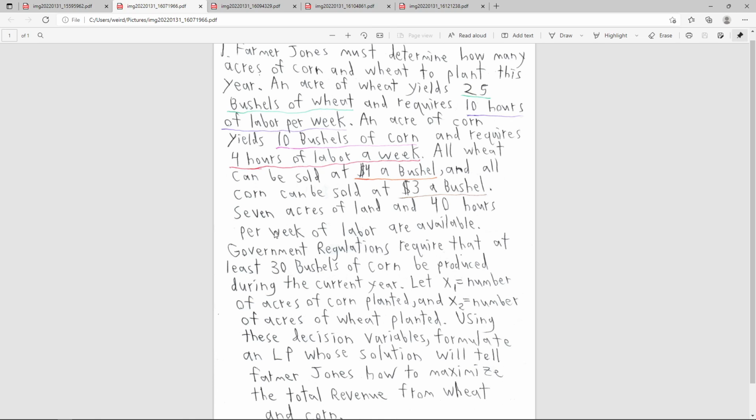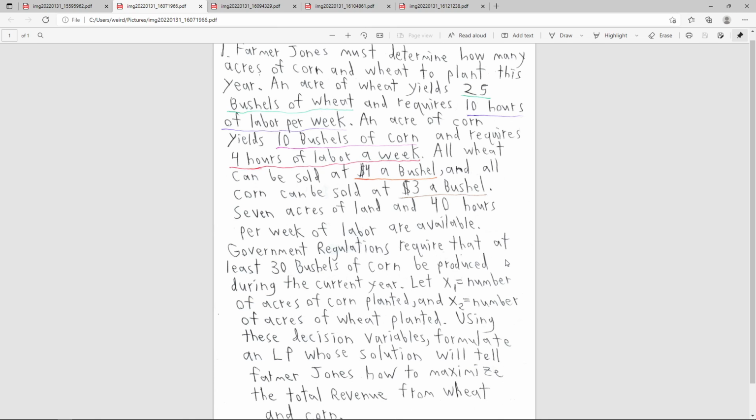Oh, and we also have 7 acres of land and 40 hours per week of labor available, so that's a constraint. You have your land constraint and your labor constraint here. If you want to give titles to it, which you often will do, but this time I don't, that's important to note. Oh, and here's another constraint, a government constraint.